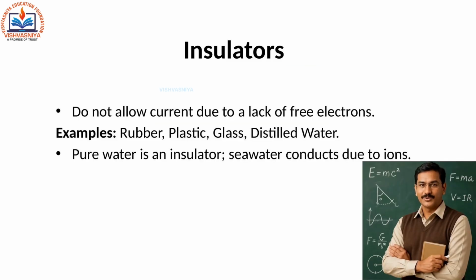Let's now talk about insulators. Insulators are materials that prevent electric current from flowing through them. The key reason is that they have no free electrons available for conduction. For example, rubber, plastic, glass, and distilled water are all good insulators.